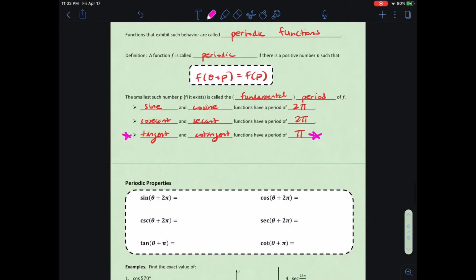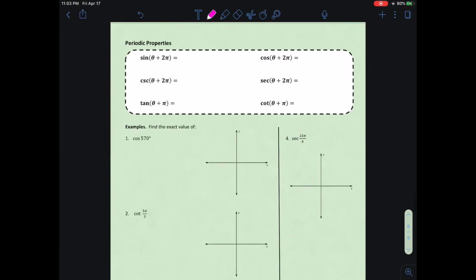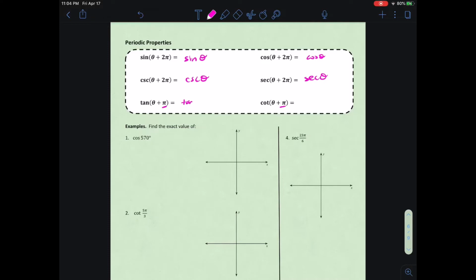And so these are what we call our periodic properties, where if I have sine of theta plus 2 pi, I know that's really the same thing as just sine of theta. Cosecant of theta plus 2 pi would just simply be cosecant of theta. Cosine of theta plus 2 pi would just be cosine of theta. And again, the first four are true because the period is 2 pi. Now for tangent and cotangent, if you notice here, they have a pi instead. And so here we'll get tangent of theta, and here we'll get cotangent of theta.